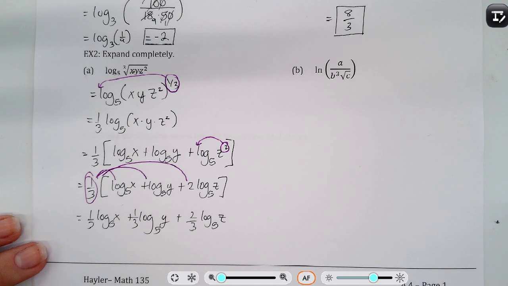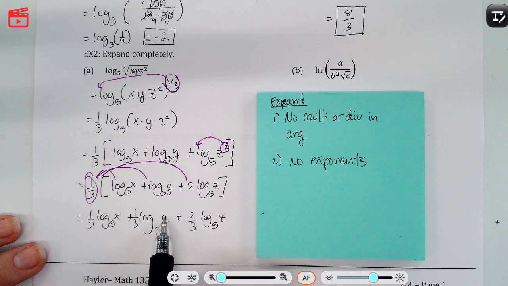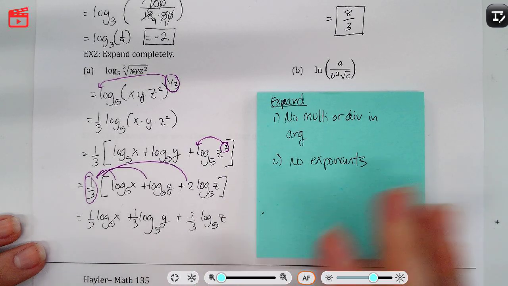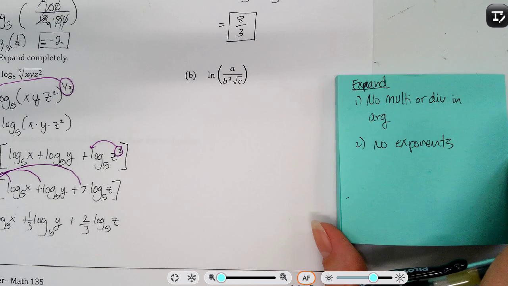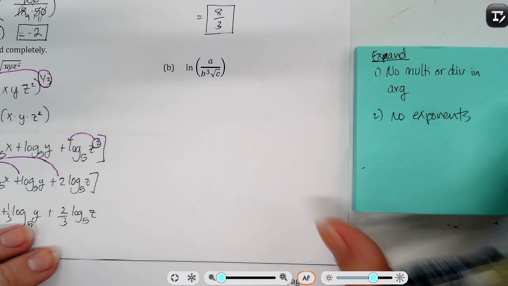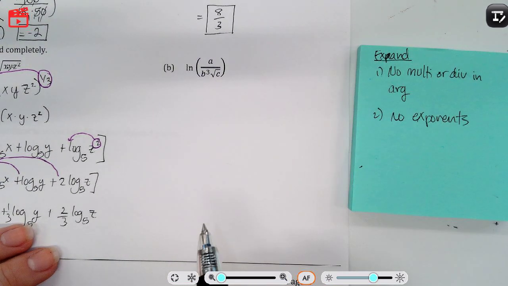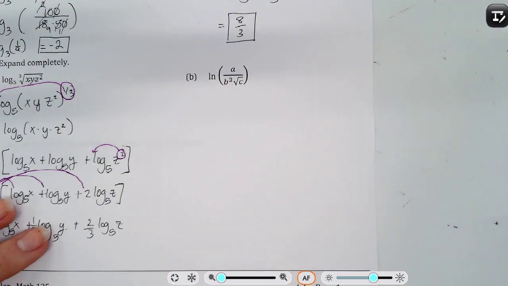All right, okay, let's see, our checklist again. Do we have any exponents on our argument? No. Do we have any multiplication or division in the arguments? Nope, we're done. All right, so let's go ahead and take a look at B. Do we have any multiplication or division in the argument? Yeah. That division and that multiplication. And do we have any exponents on our variables? Yep and yep. Okay, we got a lot to do.